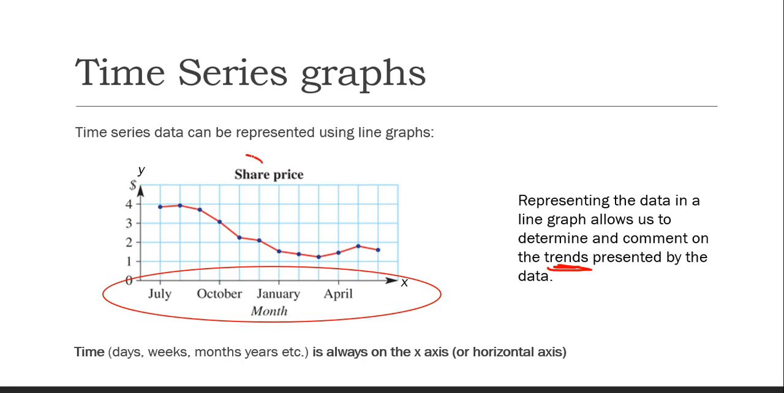As an example here, you can see the share price each month for whatever the shares are here. It starts at July, goes up, it's $4, and then it goes down sometime in October. January, it goes down again. Between January and April is the lowest point, and then it goes back up again in April. So you can see how it changes over time.